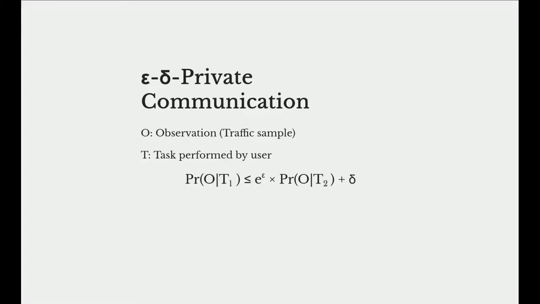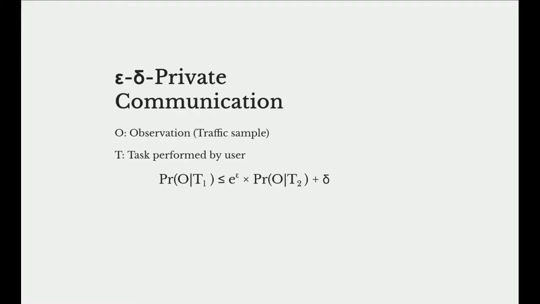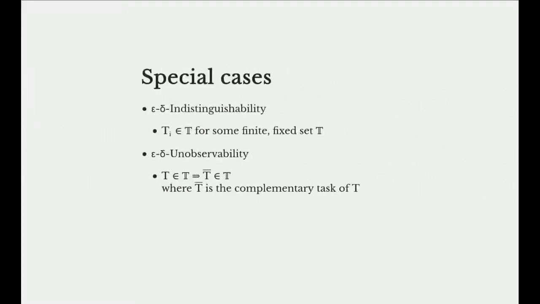Delta is basically a constant information leakage that the system cannot completely prevent, and epsilon is an exponent to a factor by which the probabilities are higher. We have also defined special cases. For example, we state that a system offers epsilon-delta indistinguishability if this inequality holds for some finite fixed set of tasks T.